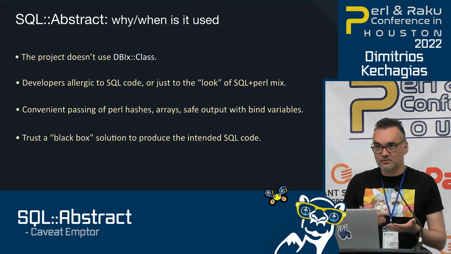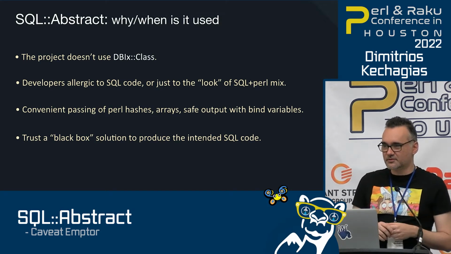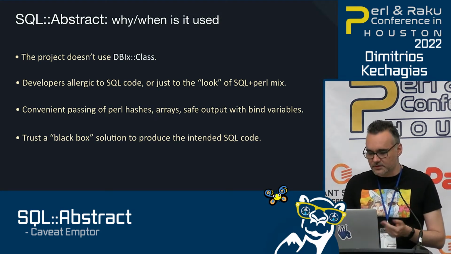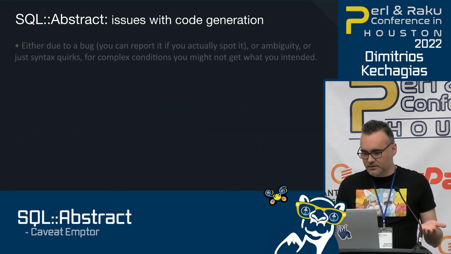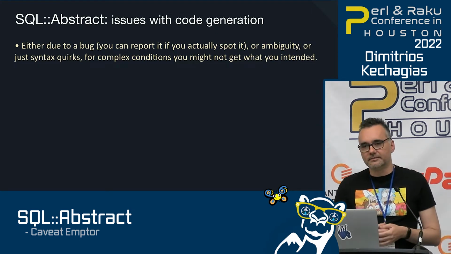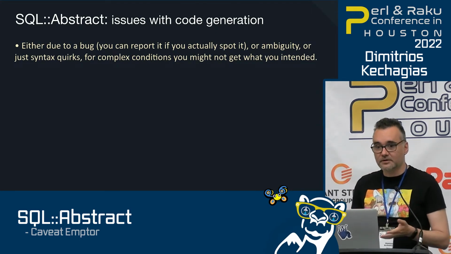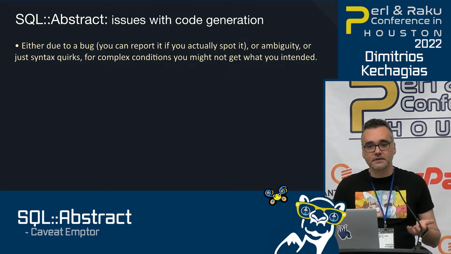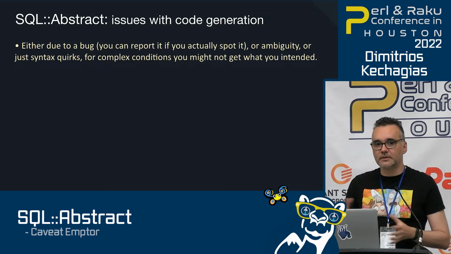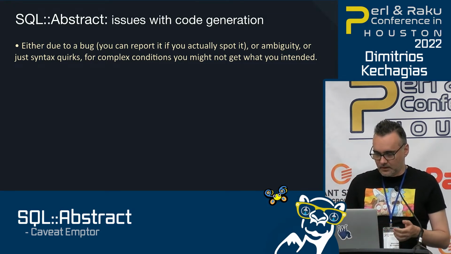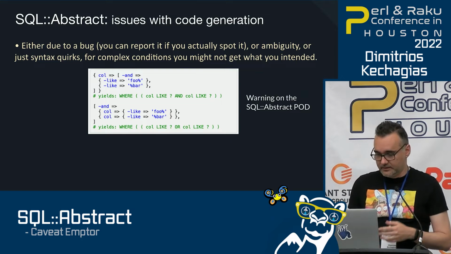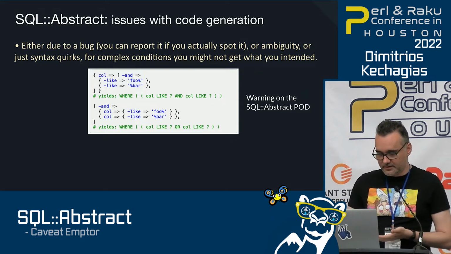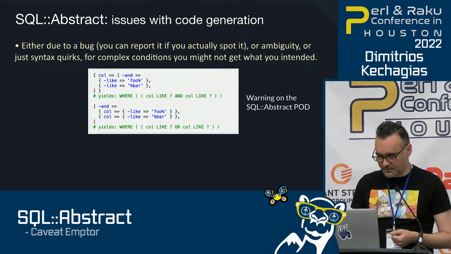Personally, for complex things, I wouldn't trust something like that, and I don't really mind the look of SQL, so I'm not a user, but my team is. There are some issues with code generation. This is well known. It might be a bug, but there are also syntactic quirks that make it so that you don't always get what you expect. I copied just an example from the official pod, which has ambiguous syntax for historical reasons. And you expect an and, you get an or, and it's not the same thing.